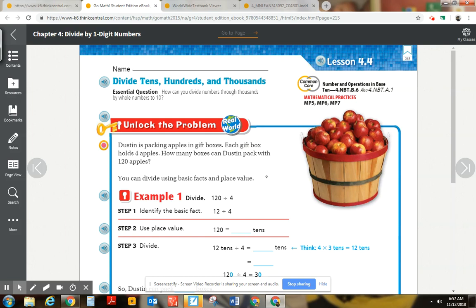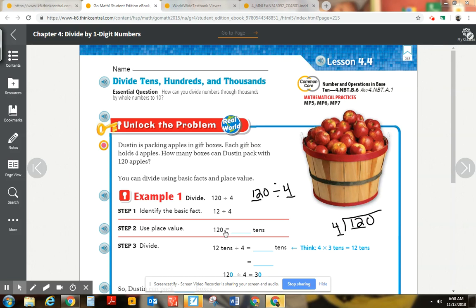So a couple of things, you do need to write down that basic problem, right? And we also need to write it down this way. We're going to identify the basic fact, and that is 12 divided by 4. Remember, underline those basic facts. We did this in Chapter 3. We're going to continue in Chapter 4.